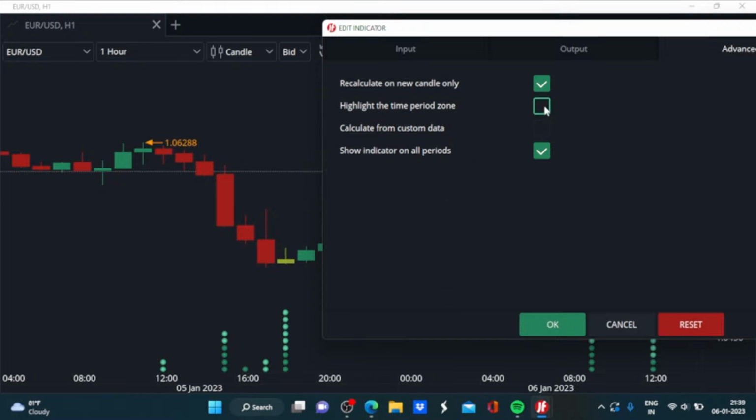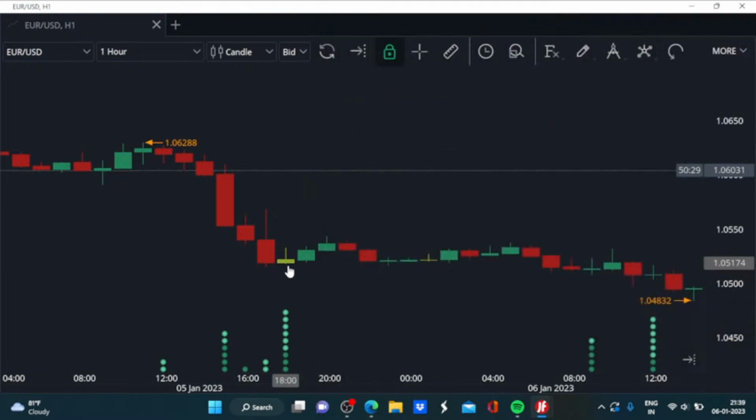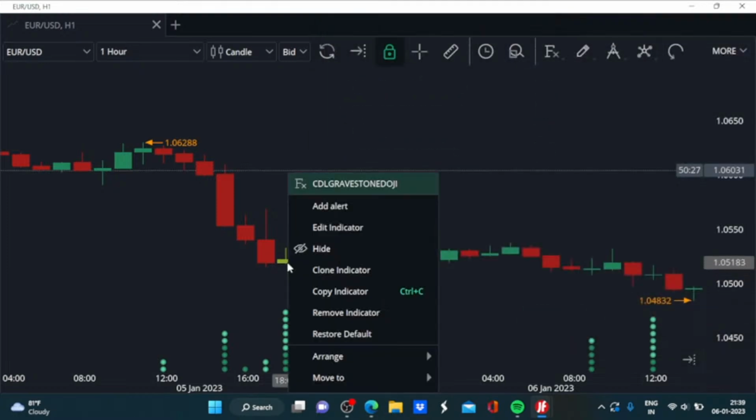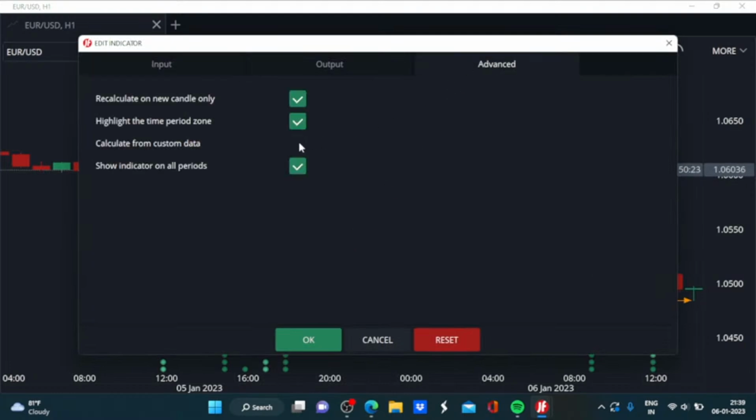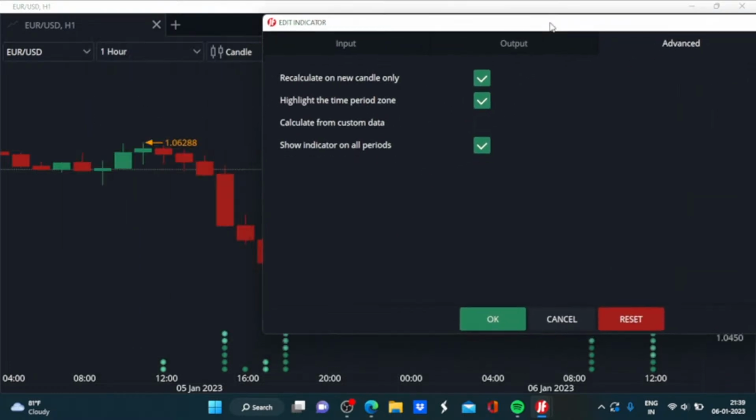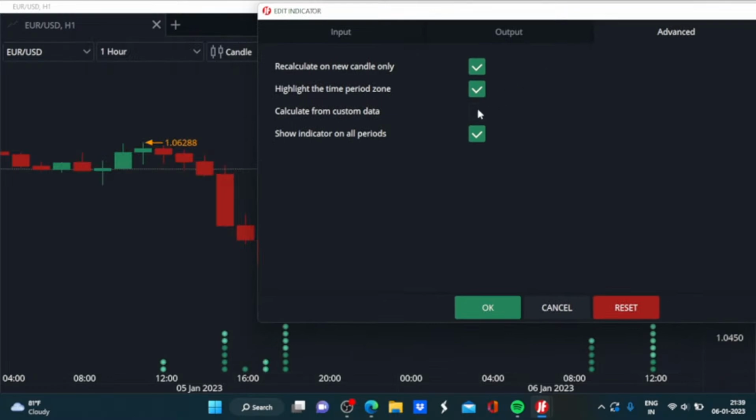Highlight the time period zone. Only a single candle period is involved, so this is also not going to be helpful much. Still, you can go for that, and you will have the single candle period being highlighted. Calculate from custom data. This customization tool is not really applicable. Show indicator on all the periods.